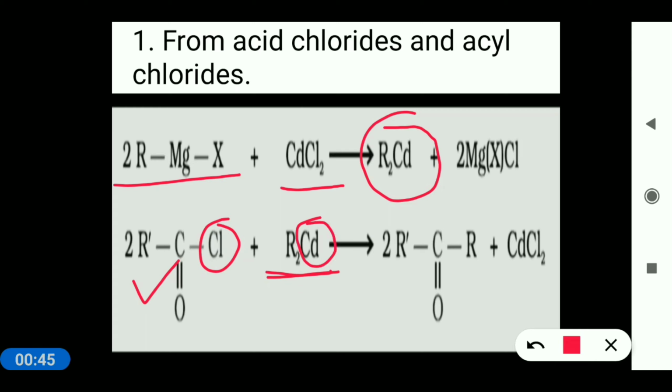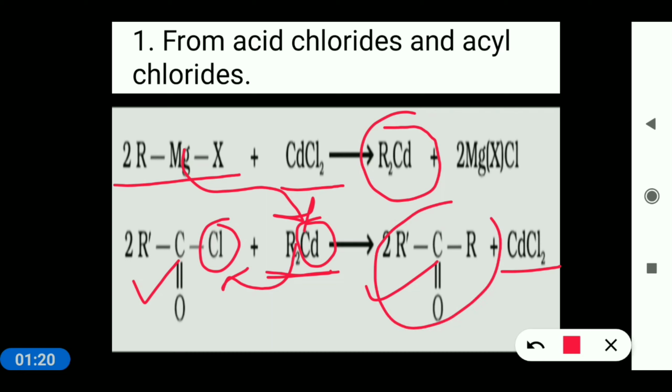Cadmium is having valency 2+. So formation of CdCl2, and this R group will attach here. So there is a formation of ketone. Grignard reagent cannot be directly used in this reaction because Grignard reagents, being more reactive than dialkyl cadmium reagent, would react with the ketones formed in the reaction to give ultimately 3-degree alcohol. It means it is clear you cannot use this Grignard reagent here. Otherwise, instead of ketone, you will get the alcohol.